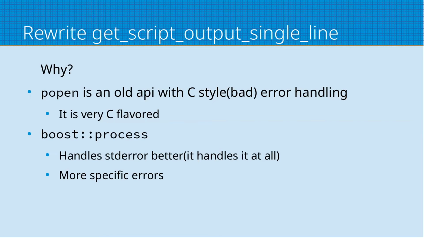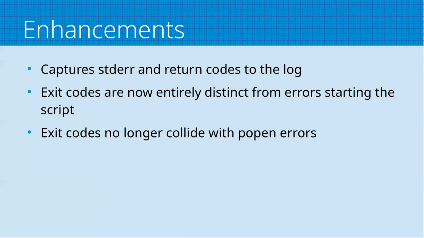Boost process, on the other hand, allows us to handle standard error and also gives us much more specific errors regarding starting the program. It captures standard error and returns exit codes to the logs, which means that you can now see inside of it more reliably. Exit codes are now entirely distinct from the errors starting the script, so that you don't get the situation where a program returns -1 and popen returns -1, and it thinks that popen failed, whereas the program returned a different error code than it expected.